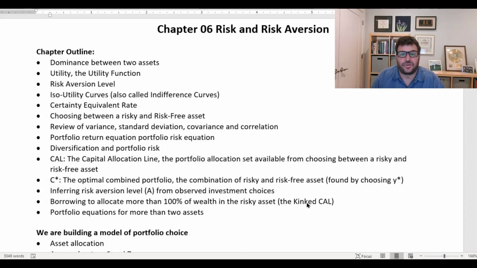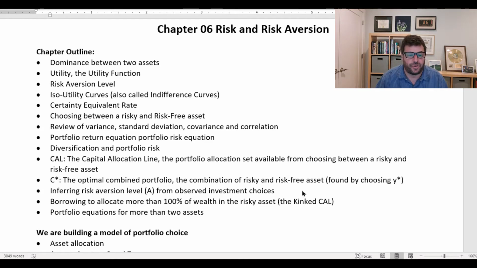Chapter 6, Risk and Risk Aversion. What we're doing is going to build a model of portfolio choice, and we're going to do this across Chapter 6 and Chapter 7. The textbook breaks this up into two separate chapters, so I'll do the same in terms of how I organize it. But really, this entire model derivation flows across these two chapters.